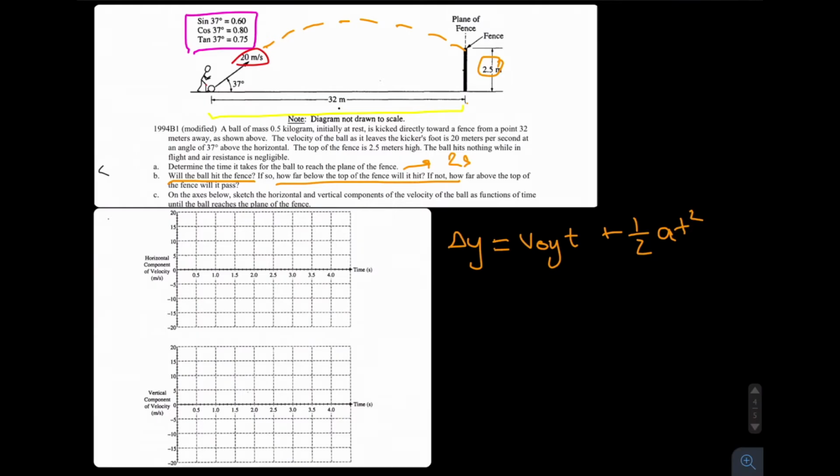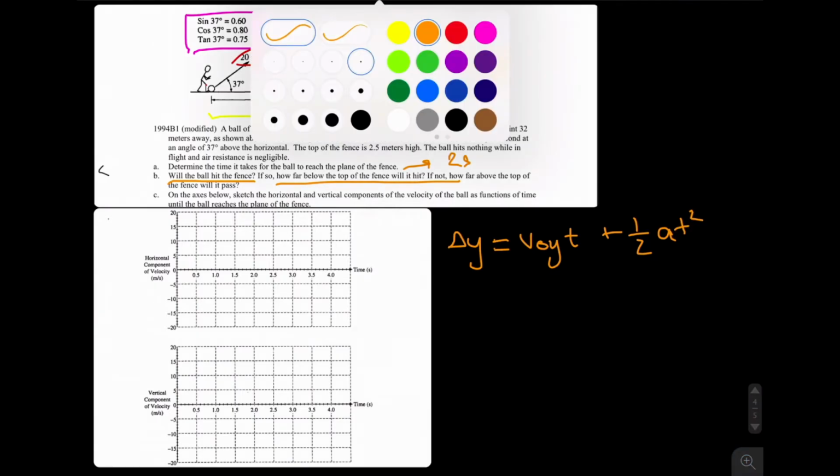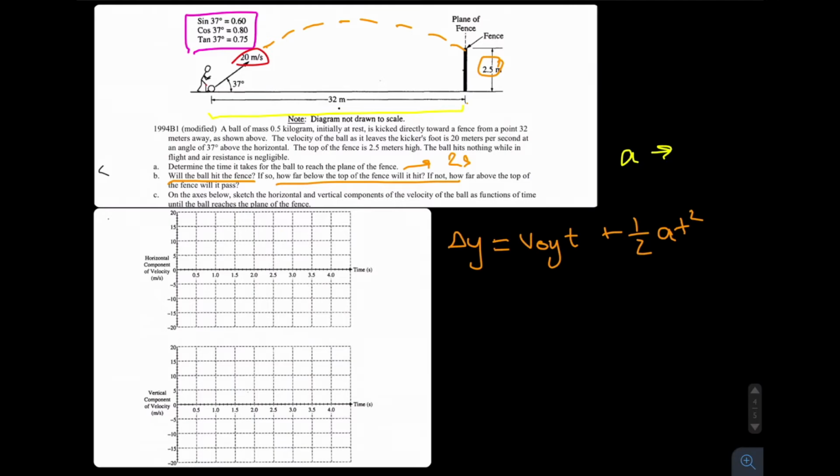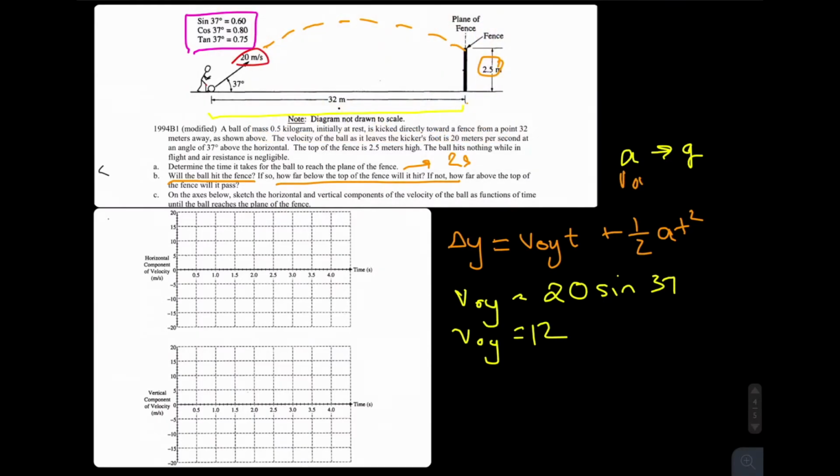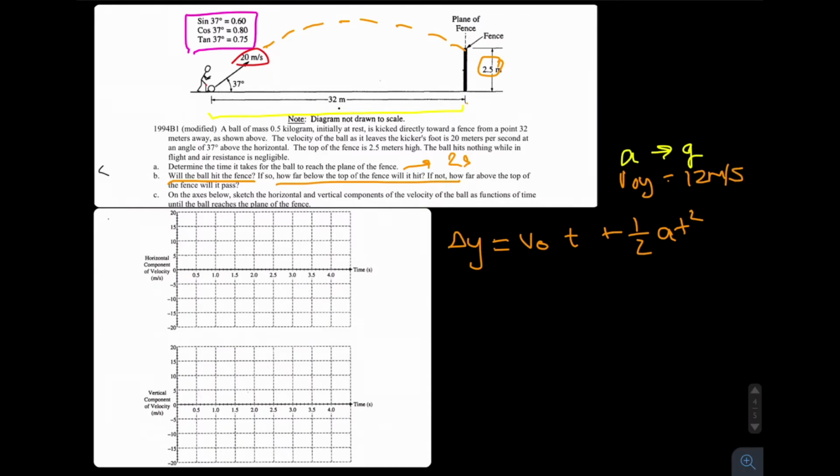Now, since we're doing the y direction, our a is going to be g, and I'm just going to write that here. And our V0y, if you remember from the XY chart I made, is 20 sine 37. Sine 37 they gave us is 0.6, so that just means our V0y is 12. So that's 12 meters per second. Make sure you write the units so you don't forget. Okay, anyways, we want to find delta y.